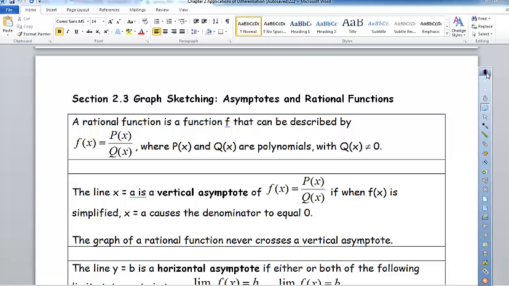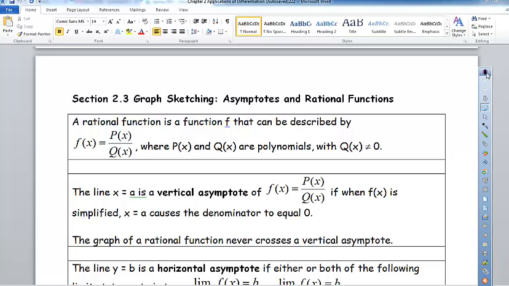So we're going to look at graphing rational functions. And of course we know from Math 110, college algebra, that a rational function is a function that has a polynomial in its numerator and a polynomial in the denominator. And so one of the characteristics of rational functions is that they often have vertical asymptotes.